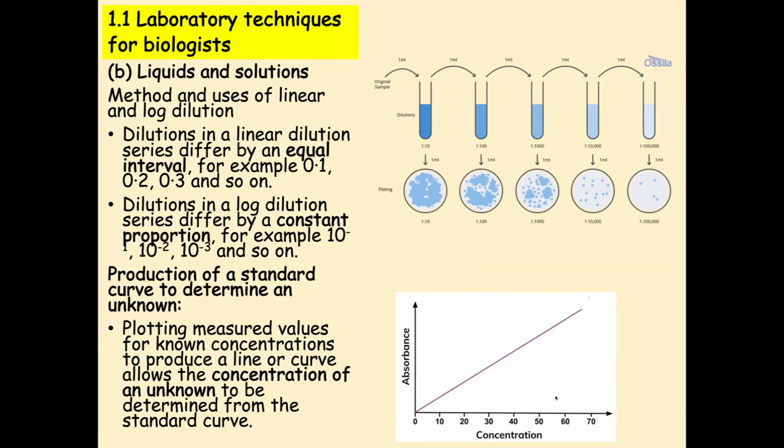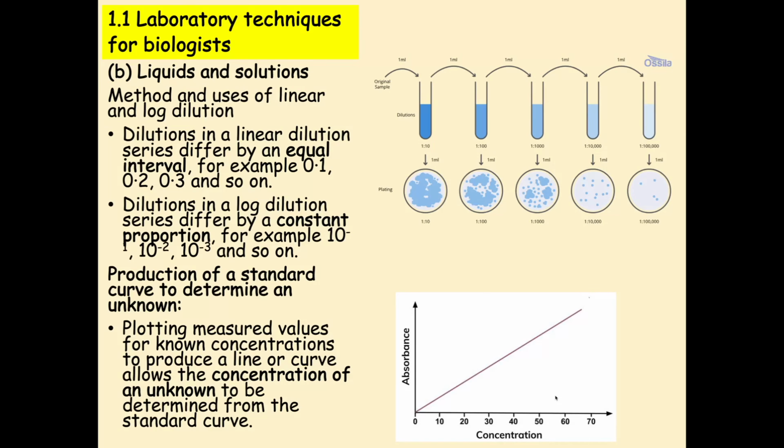So the next part talks about liquids and solutions. Okay, methods and uses of linear and log dilution. If you were asked to do a linear dilution, you would be looking to create a series of dilutions which went up at a regular interval, something like 1, 2, 3, 4, 5, or 0.1, 0.2, 0.3, 0.4, 0.5, 10, 20, 30, 40, 50, that kind of thing. Okay, that would be an example of a linear dilution series.